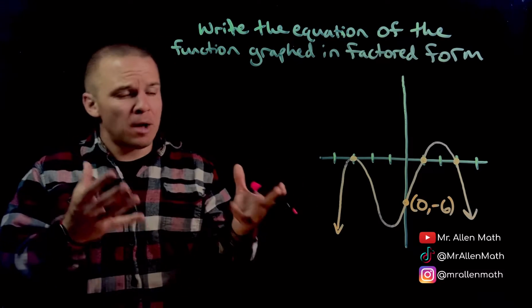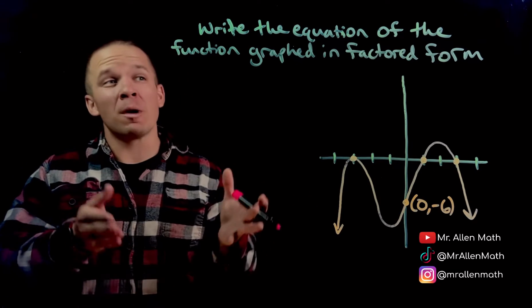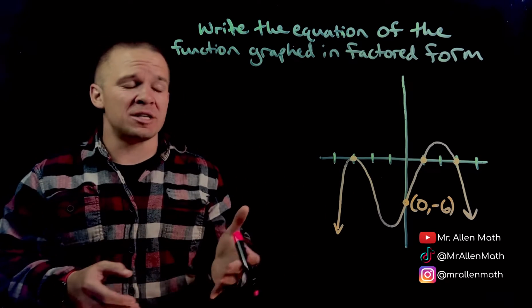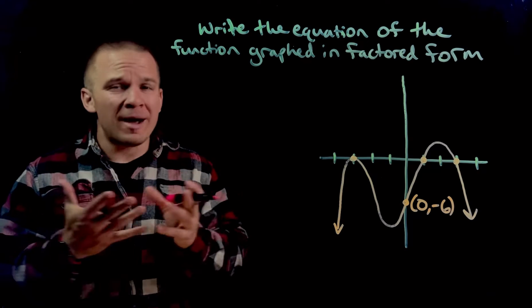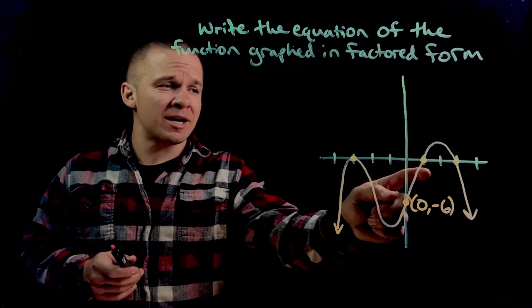We got ourselves a dope quartic polynomial graph over here. We want to write the equation of this function that's been graphed in factored form. All right, I like factored form. So what do I need for factored form? Well, I would need my x-intercepts.